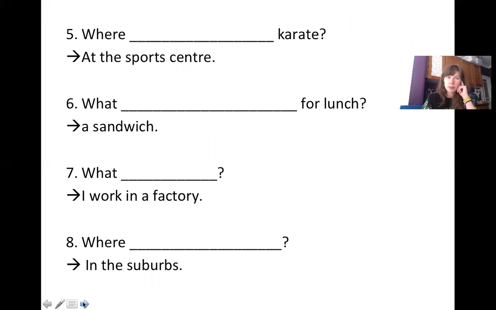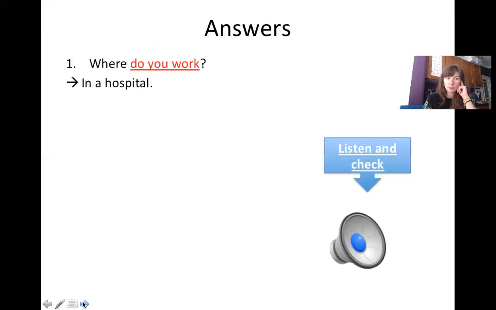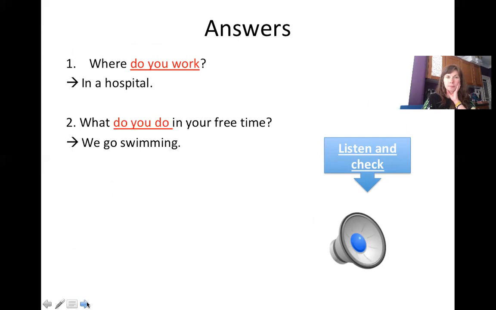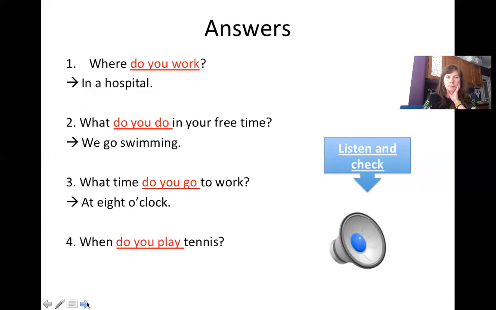And now I am going to show you the answers. 1. Where do you work? In a hospital. 2. What do you do in your free time? We go swimming. 3. What time do you go to work? At 8 o'clock. 4. When do you play tennis? At the weekend.